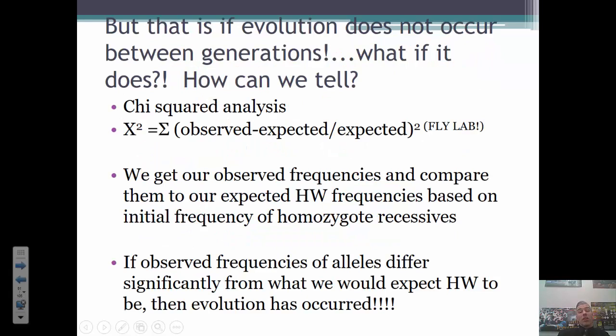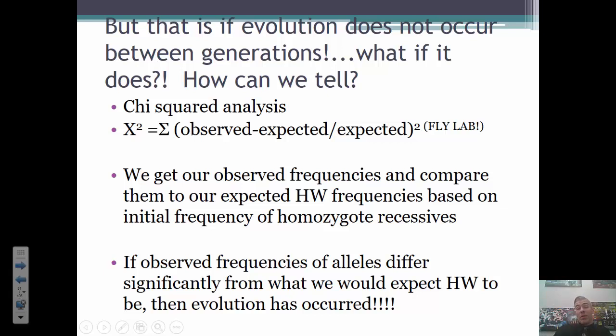So this is something we're actually going to go over a little bit more in lab. But how do we know if evolution does occur? If Hardy-Weinberg means that evolution does not occur, then how can we tell if evolution does?